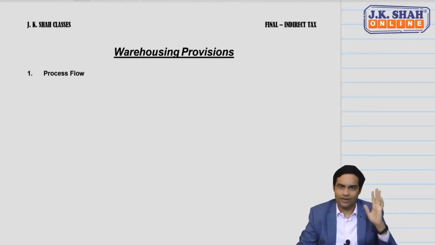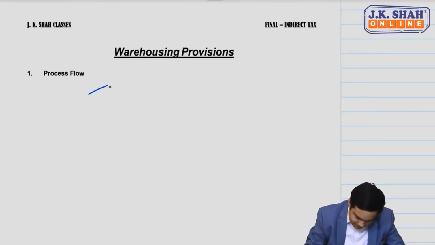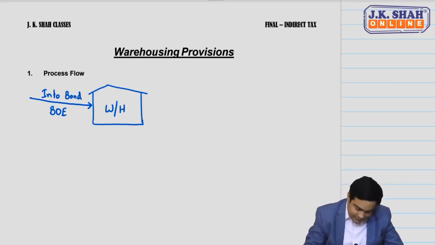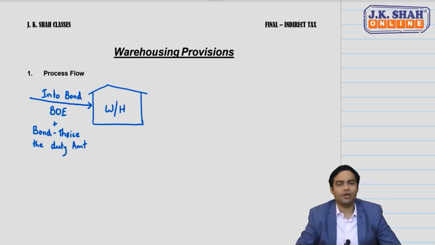Now let's talk about warehousing provisions. In this warehousing, you need to understand one thing. This is a warehouse. How does the process work? First, we file into bond bill of entry to bring the goods in the warehouse. Correct? Plus, we will have to give a bond which is thrice the duty amount. Sir, what is the time to file this into bond bill of entry?